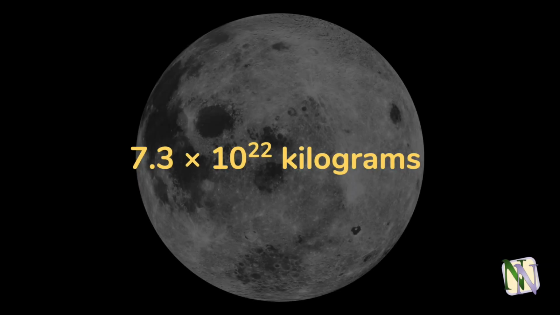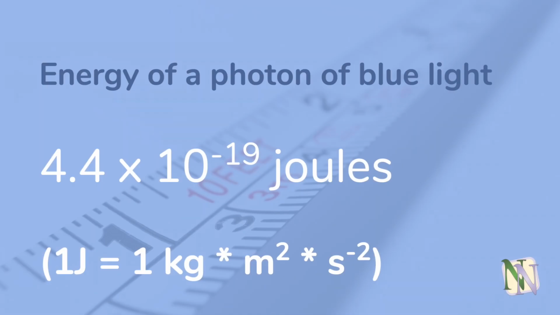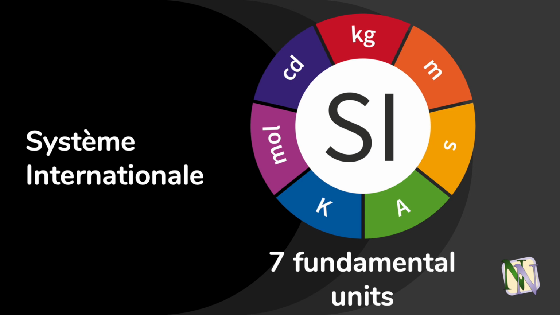Every measurement must be stated with a unit. For example, the mass of the moon is 7.3 times 10 to the 22 kilograms. Kilograms is one of the 7 fundamental units from which all others can be constructed. Here is another example of a measurement, the energy of a photon of blue light. It is given in joules, which is a derived unit. The joule is made up of kilograms, meters and seconds, 3 of the fundamental units raised to powers.